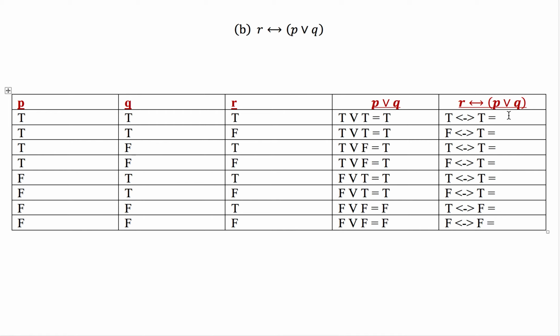All right, so again, go to your tables, go to your charts, look for the if and only if one, and fill in the answers. So the if and only ifs are true if they're both the same. So 2 trues or 2 falses would stay true, but you can pull them straight from your table.